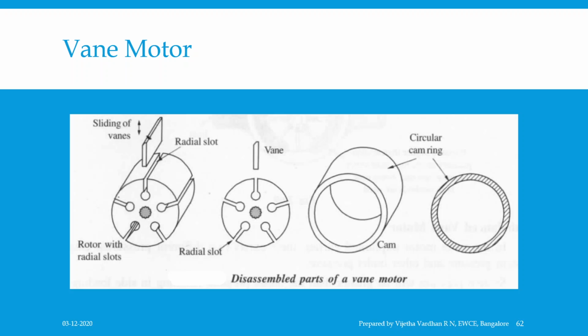Now you can see the same in the disassembled parts of a vane motor and the assembled part on the left extreme corner. The rotor has a radial slot in which the vanes will slide in and out. The rotor is connected to the driven shaft. Both the shaft and the inner hole of the rotor are splined. The assembly of rotor, vanes and shaft are placed inside the camring eccentrically.